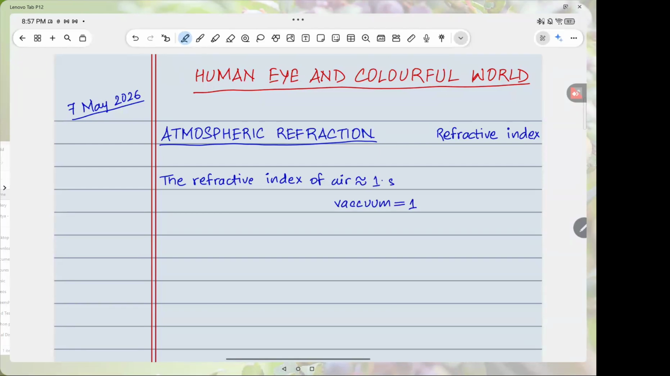So now, in case of air, what happens? The refractive index changes sometimes depending upon temperature. So due to the change in refractive index, we see there are some aberrations, or you can say there are some changes in what we see due to the change in refractive index. Okay, I'll give you an example of this.